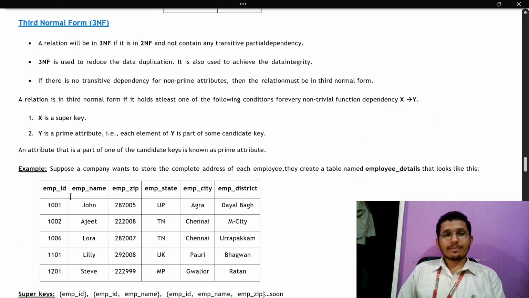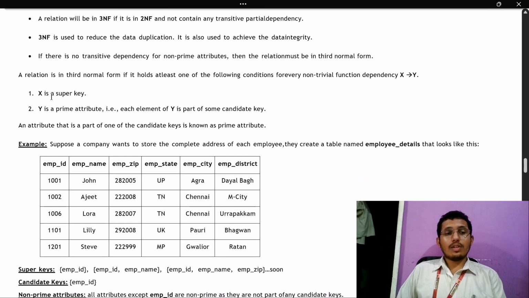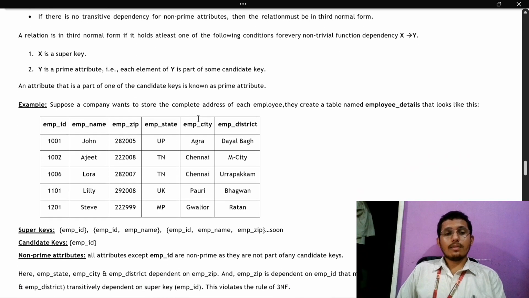The next one is 3NF, the third normal form. A relation will be in 3NF if it is in 2NF and does not contain any transitive partial dependency. 3NF is used to reduce data duplication. It is also used to achieve data integrity. If there is no transitive dependency for non-prime attributes, then the relation must be in 3NF. Here are the two conditions. If a relation is in 3NF, it holds at least one of the following conditions for every non-trivial functional dependency X to Y: X is a super key, or Y is a prime attribute.